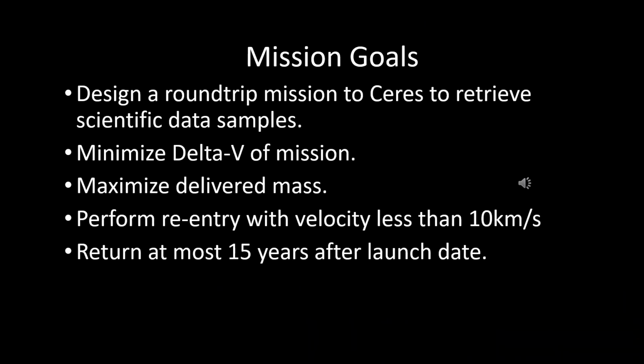For the Ceres mission, the mission goals are to design a round-trip mission to Ceres to retrieve scientific data samples, to minimize delta V of the mission, and to maximize delivered mass to ensure that we have enough propellant for the entire mission, perform a re-entry with velocity less than 10 kilometers per second to Earth's atmosphere, and return at most 15 years after the launch date.